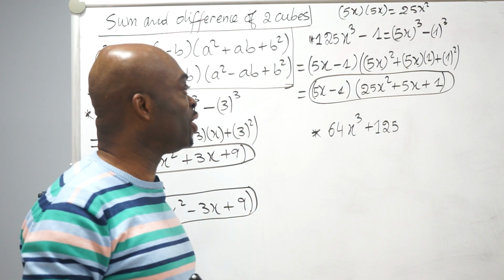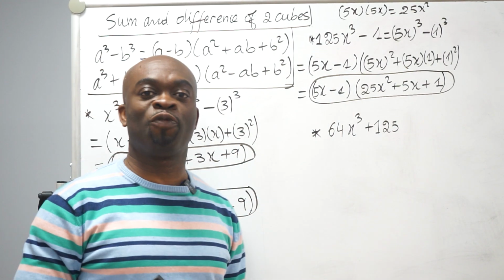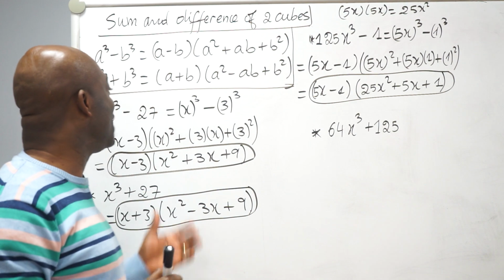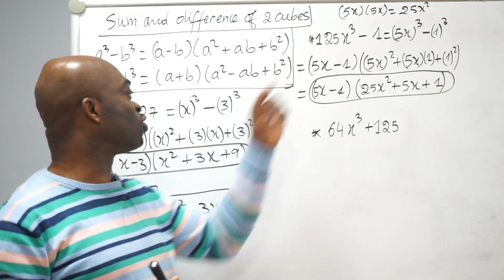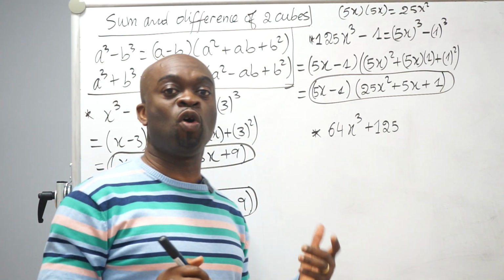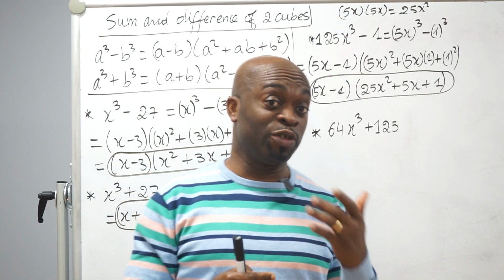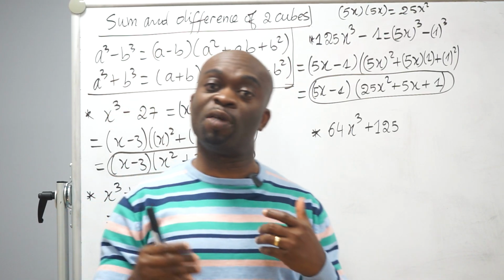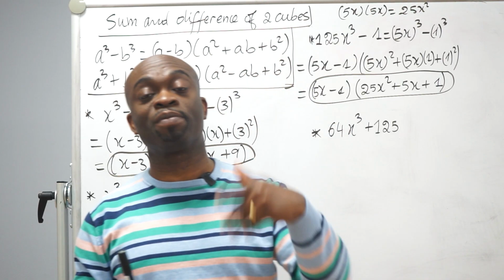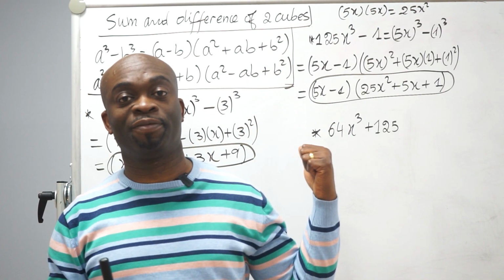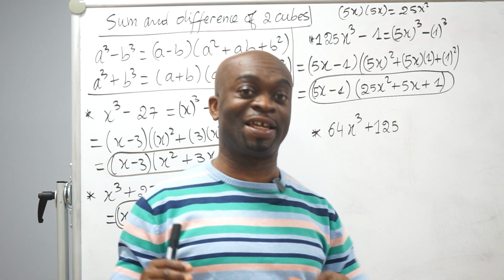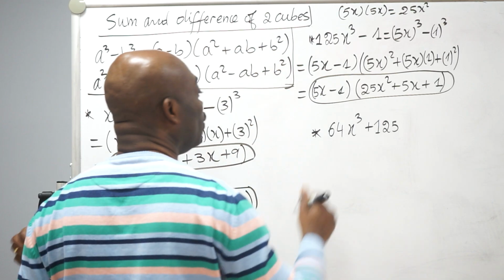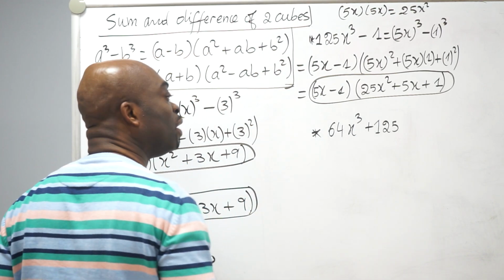All right? So we good? Let's go to the fourth one. So as you guys can see, these numbers like 27, 125, and 64, when you're dealing with cube roots or third roots, you need to know those numbers that will multiply themselves 3 times to give you these numbers here. Very important. Okay? You cannot skip that. All right? So 64x to the third plus 125.